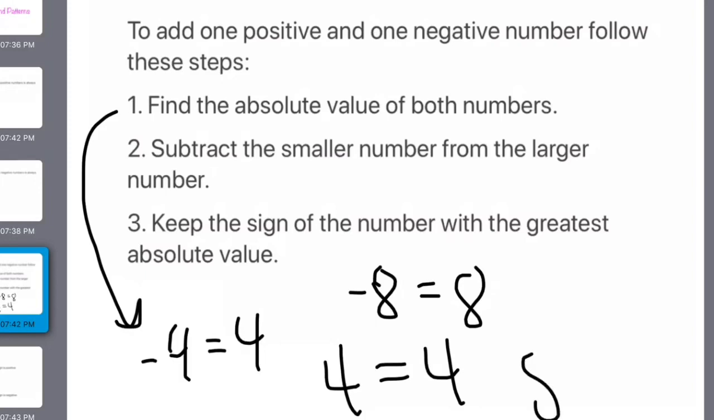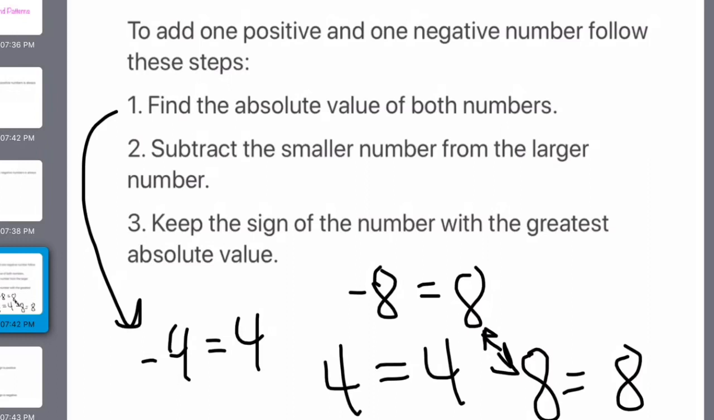The absolute value of positive 8 is 8. Again, these two values have the same absolute value. They're the same distance away from 0, just opposite directions on the number line. Negative 8 is to the left, positive 8 is to the right.